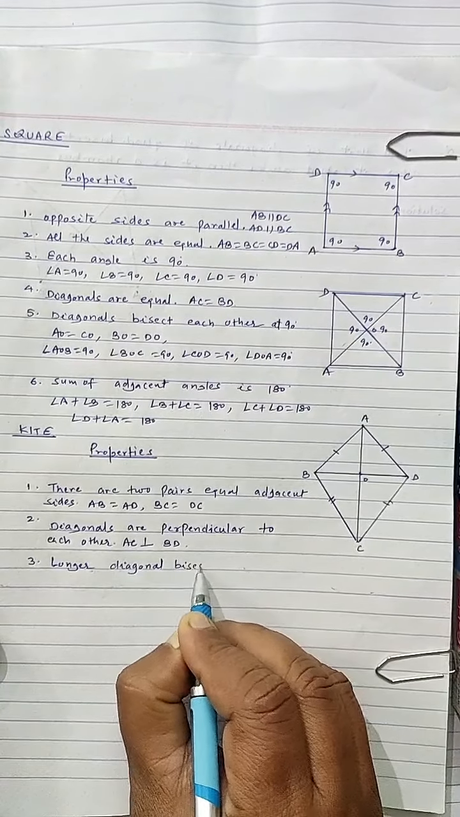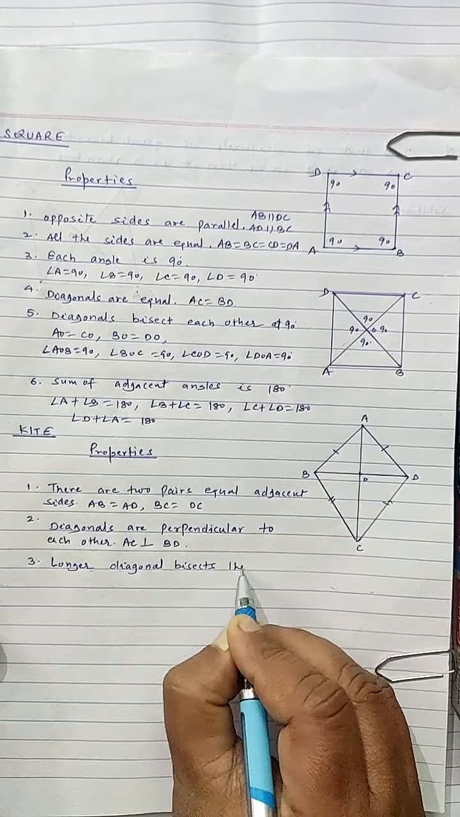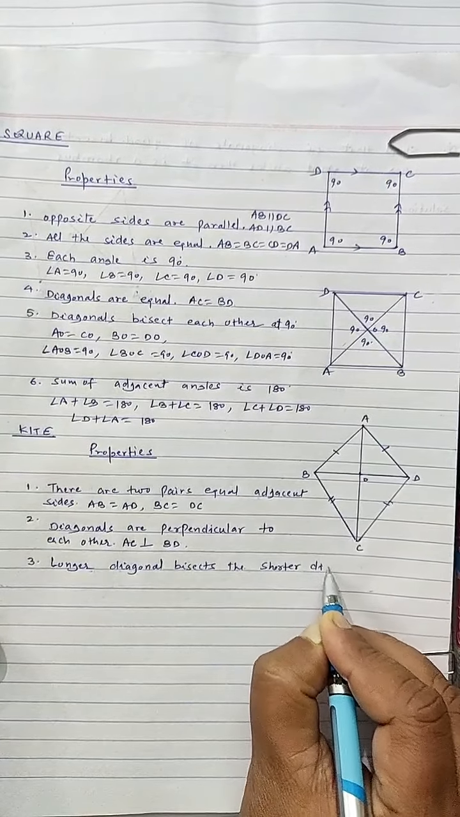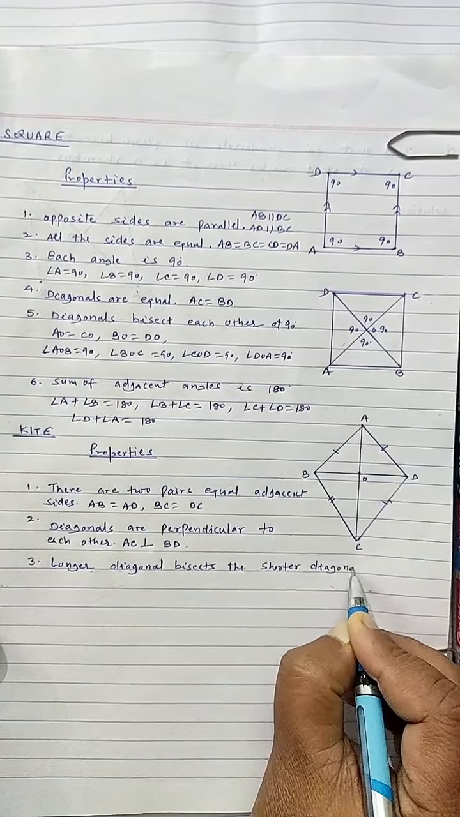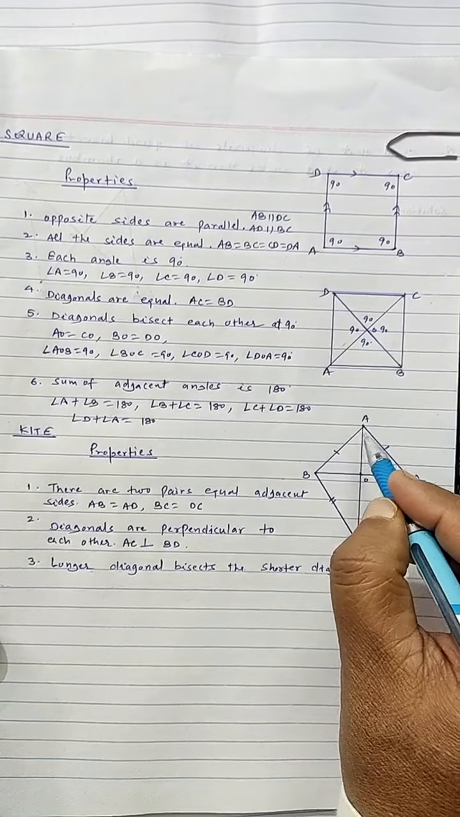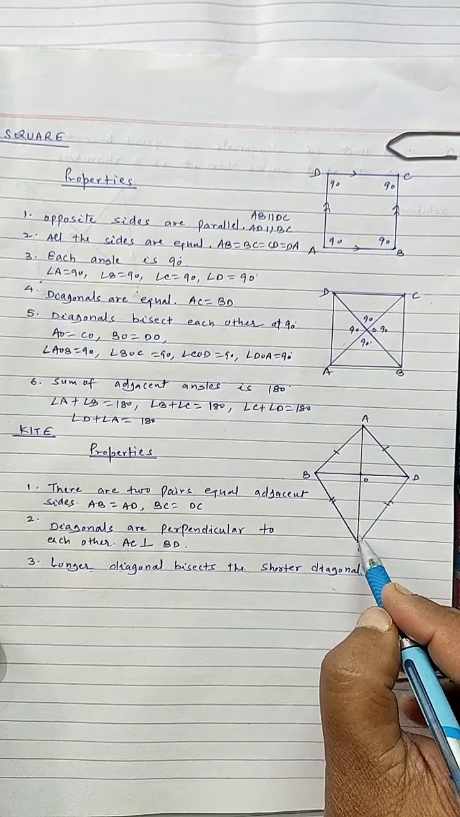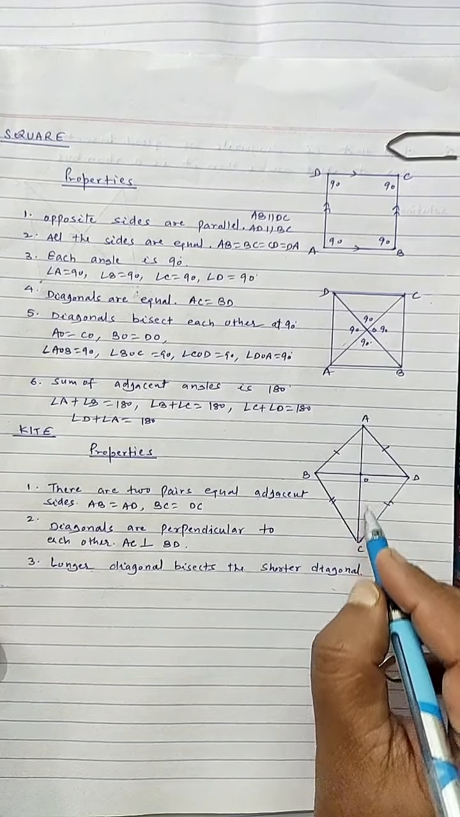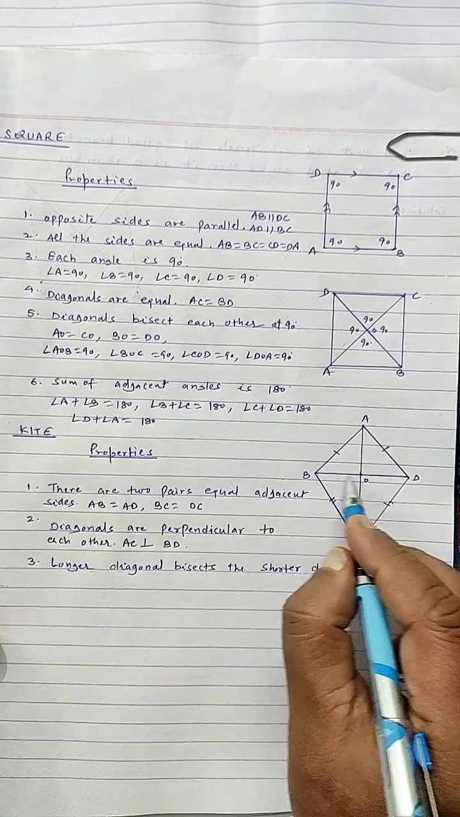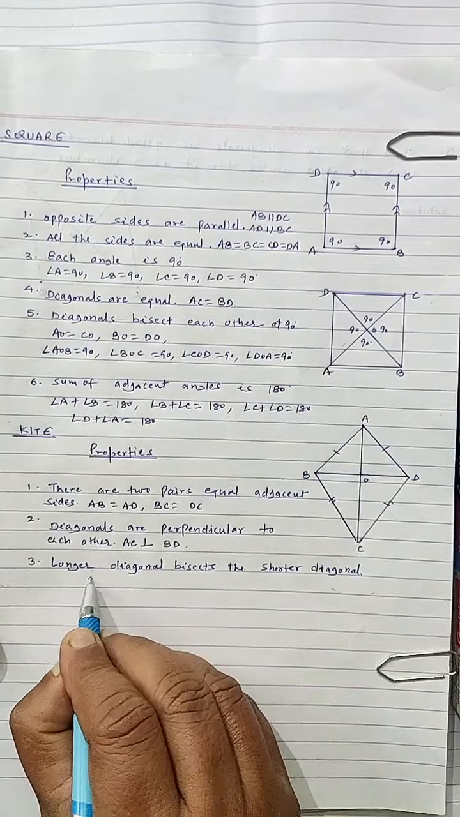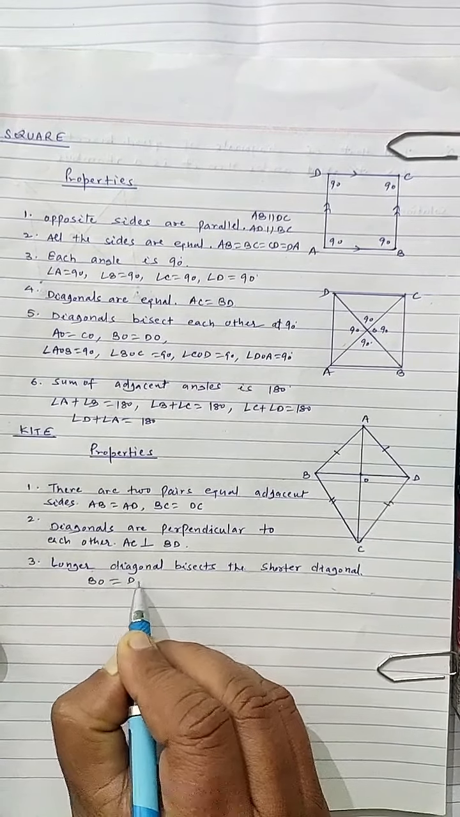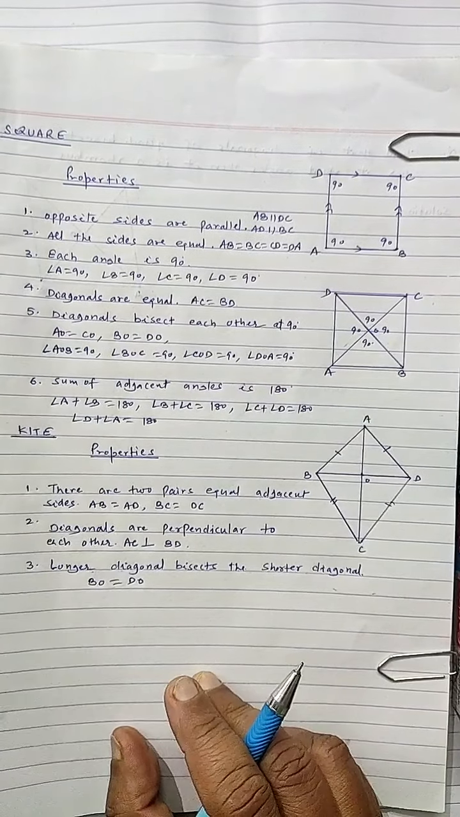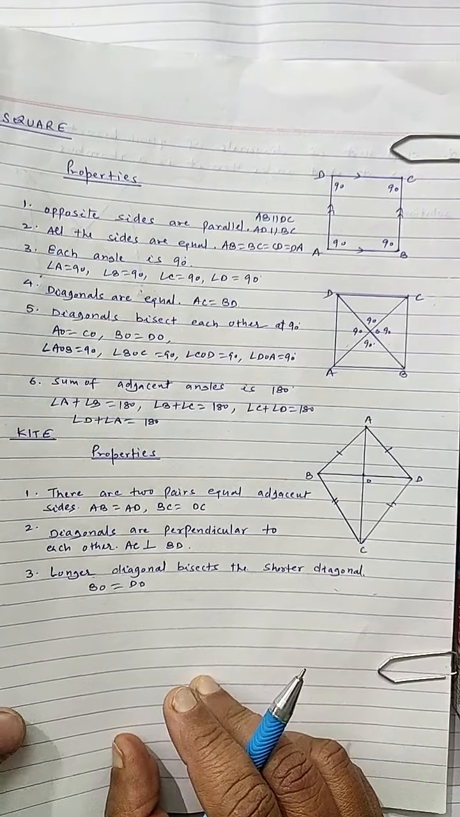bisects the shorter diagonal. Which is the longer diagonal here? The longer diagonal is AC, the shorter diagonal is BD. So longer diagonal AC bisects the shorter diagonal BD, that is BO equals DO. These are the properties of a kite.